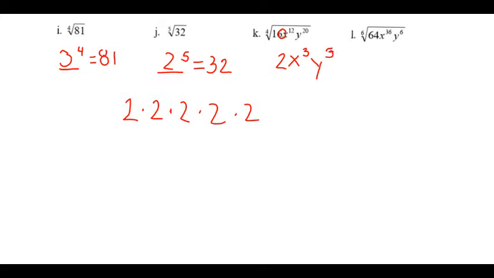All right, and our last one for this section is the 6th root of 64, x to the 36th, y to the 6th. The 6th root of 64 is 2. 6 goes into 36 6 times, so it will be x to the 6th. And 6 goes into 6 once, so I can pull out one group of 6, or one y. So my answer is 2x to the 6th y.